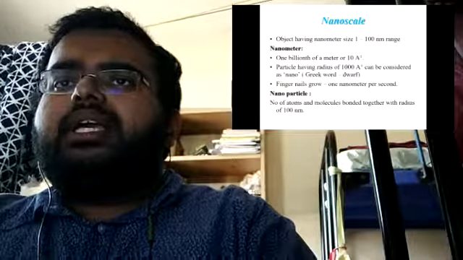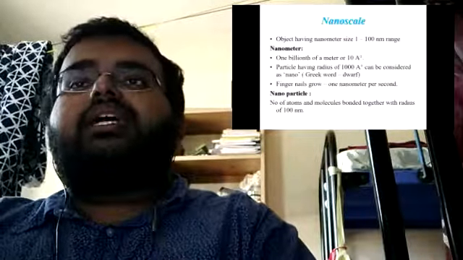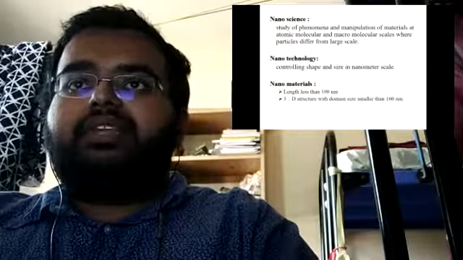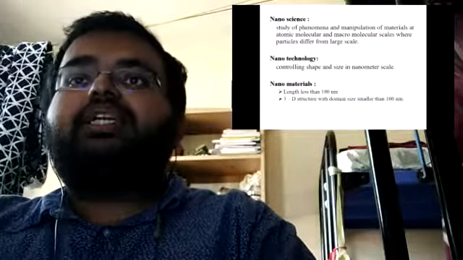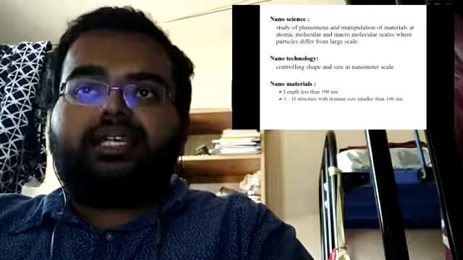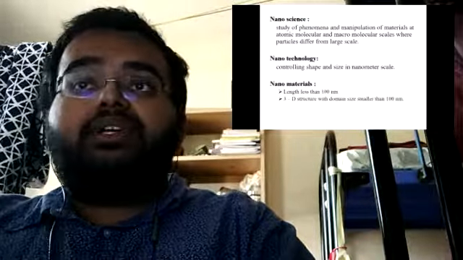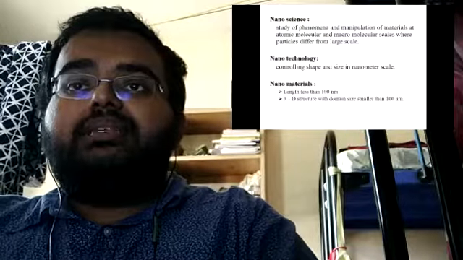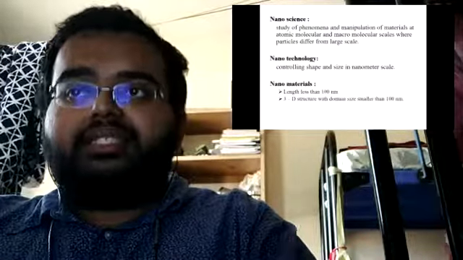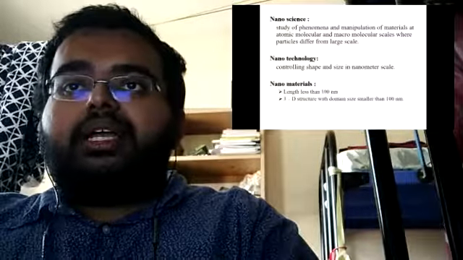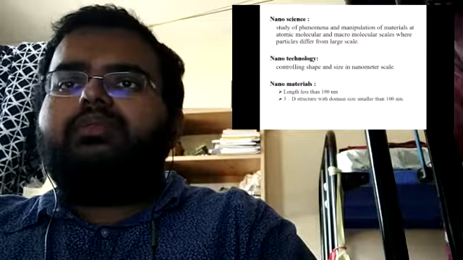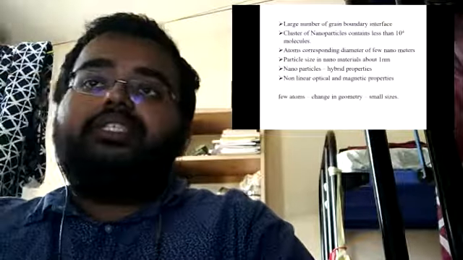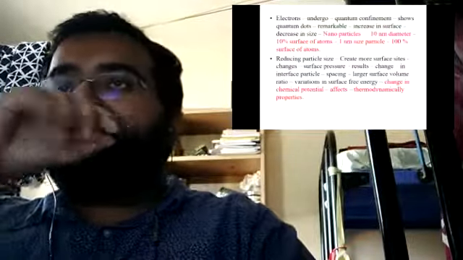So, nanoscience. How do we define nanoscience? Nanoscience, in general, is the study of the phenomena and manipulation of materials at atomic, molecular, and macromolecular scales, where particles differ from large scale. Nanotech is, in a sense, controlling the shape and size at the nanometer scale, and I'm just going to gloss over some of the theory that we really do know of. Electrons undergo quantum confinement.